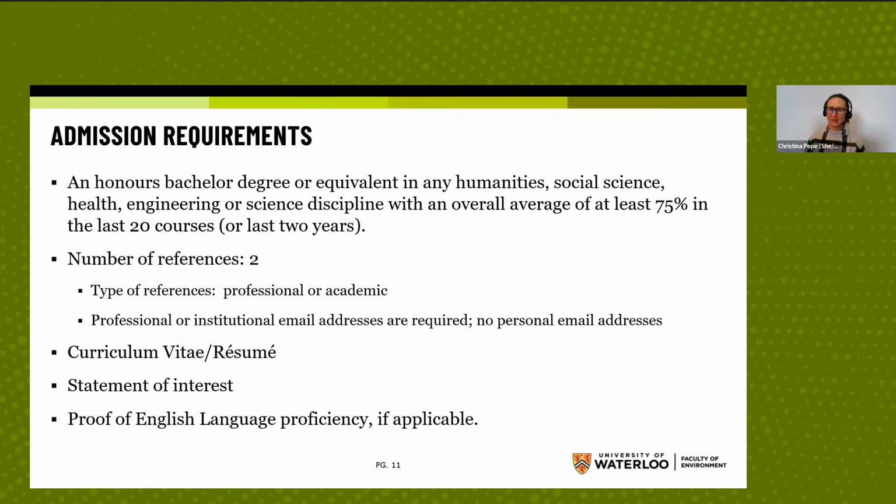You will have to submit a CV or a resume, and you'll also be uploading a statement of interest where you will explain more about who you are and why you belong in the program. And all graduate students at the University of Waterloo must meet minimum admission standards and a proof of English language proficiency. So if you're an international student, you may need to submit a proof of English language proficiency, which I'll talk about in 2 slides.